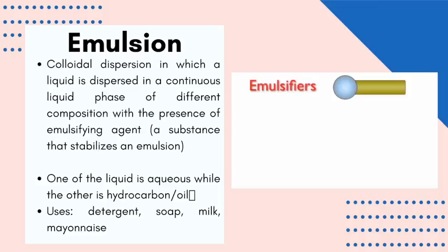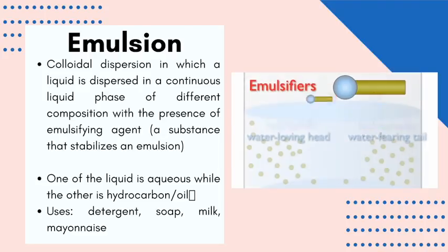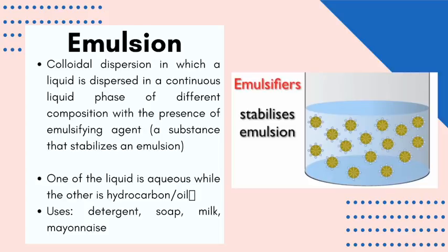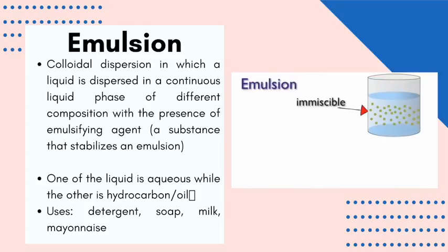All emulsifiers have two components, a hydrophilic part, which is the water-loving head, and a hydrophobic part, or water-fearing tail. If we add lecithin to our original oil and water emulsion, its hydrophilic head will prefer to associate with water, and the hydrophobic tail with the oil droplet. This prevents separation and thus stabilizes the emulsion. In summary, an emulsion is a mixture of two substances that are immiscible with one another. This emulsion can be stabilized by adding emulsifiers.